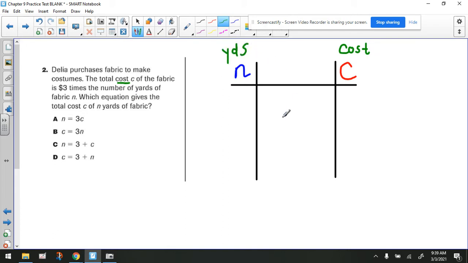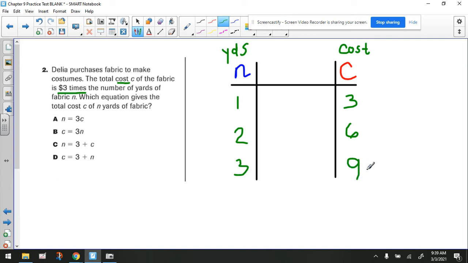All right, now what you want to think about is hypothetical yards of fabric that you might order to help your brain know what's going on here. So I could order 1 yard of fabric. I could order 2 yards of fabric. I could order 3 yards of fabric. Now it does say here that the cost of the fabric is 3 times the number of yards of fabric. So times means multiply. That means that we're taking this and multiplying it by 3 to get this, which of course would be 3. It means I'm taking this, multiplying it by 3 to get this. And it means I'm taking this number, multiplying it by 3, and I would get this.